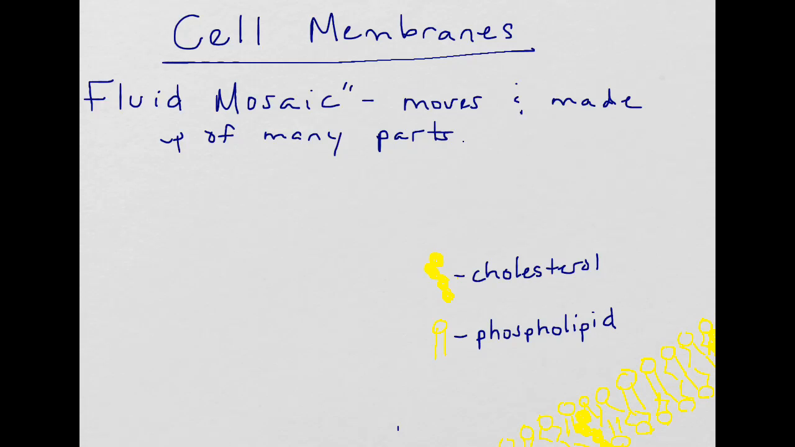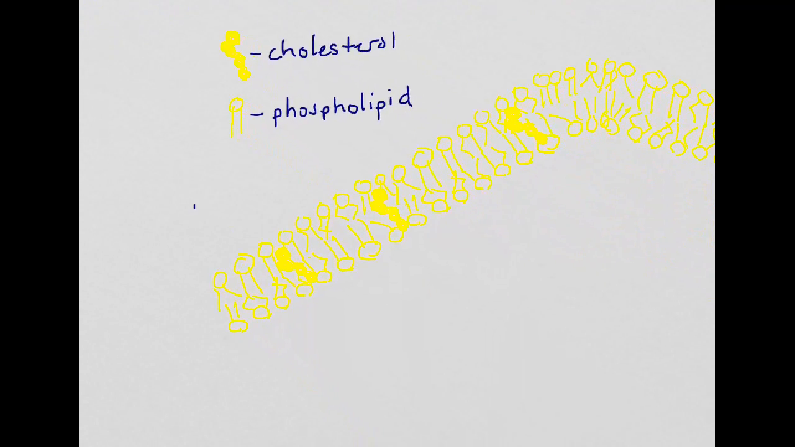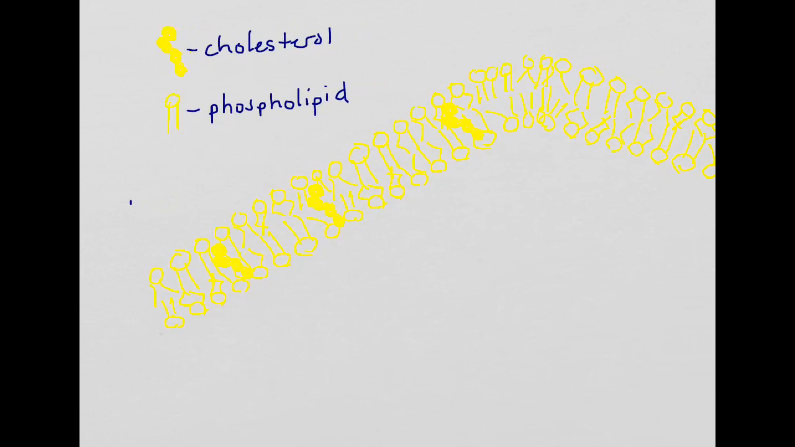With fluid mosaic, fluid refers to the fact that the cell membrane is very mobile. The components of it are mobile. It's not solid like a fat. It works more like an oil. And the mosaic part refers to the characteristic that cell membranes are made up of many parts, and we'll look at those parts. Okay, so let's look at this little guy I've drawn already.